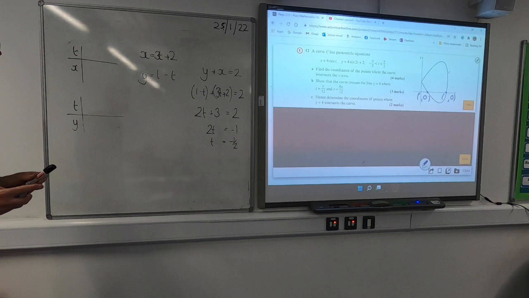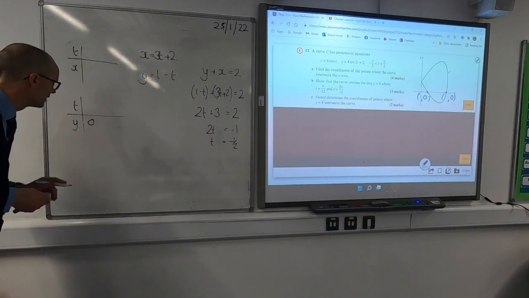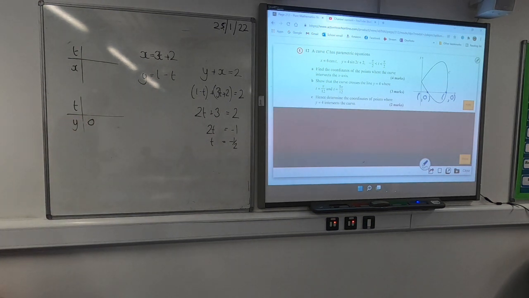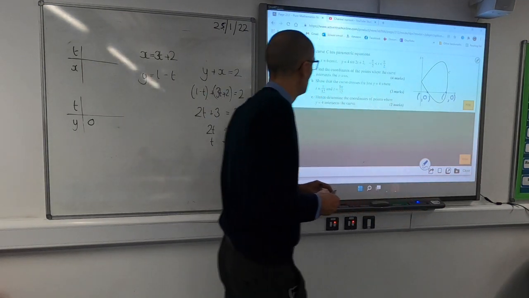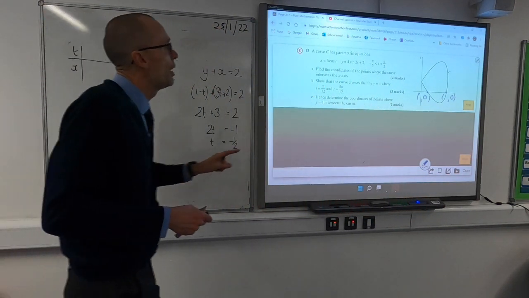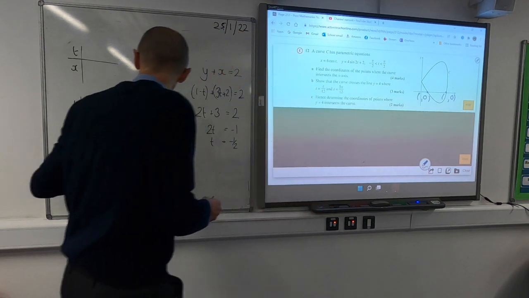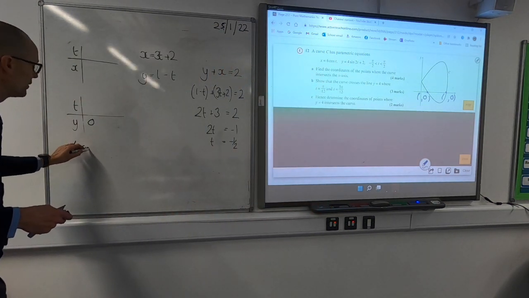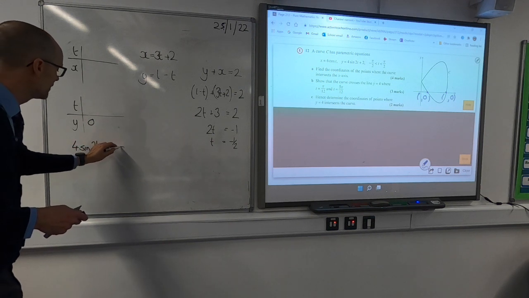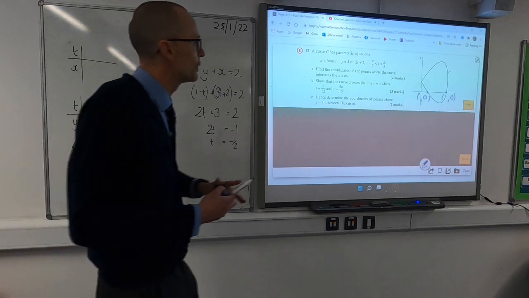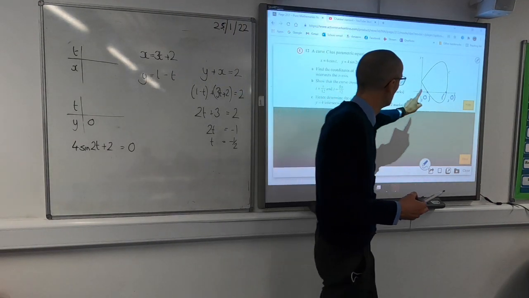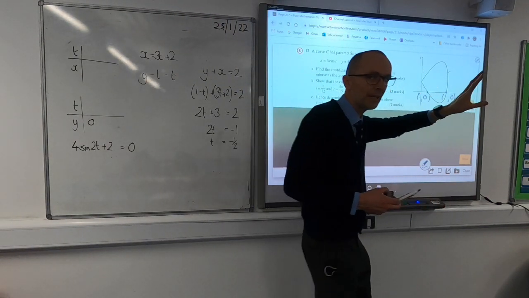So what I know is that when y is zero, I'm going to get a value of t. Well, actually, I'm going to get two values of t because there are two points. So what I do is I look at my y equals equation and I say, right, what value of t will make y equal to zero? So I'm only having to look at the y equals equation because I know that on the x-axis the y value will be zero.